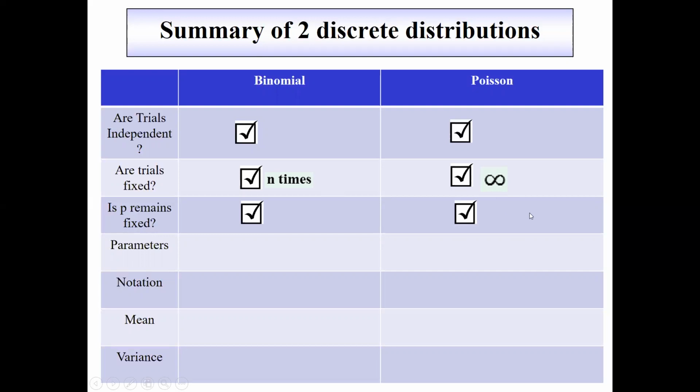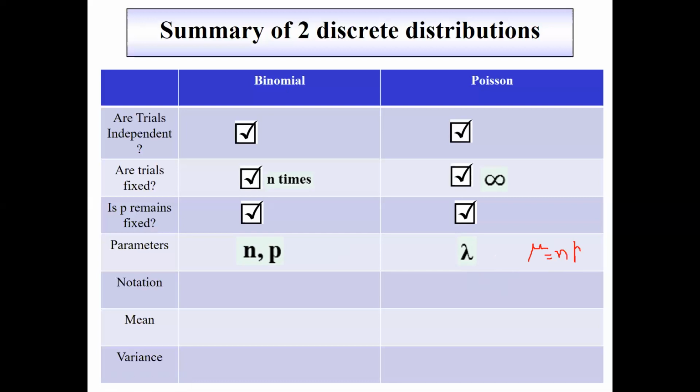P remains fixed gives us the independence in trials. It means the probability of success in trial 1 is the same as the probability of success in trial 2 and so on. In binomial distribution, we have two parameters: one is N and the other is P. In a Poisson distribution, we have only one parameter, which is lambda or mu. We can write down either lambda or mu. Mu is the parameter, and mu is basically equal to N times P.